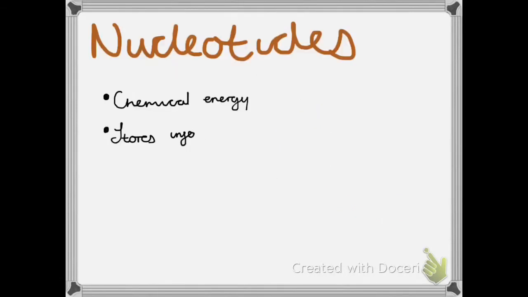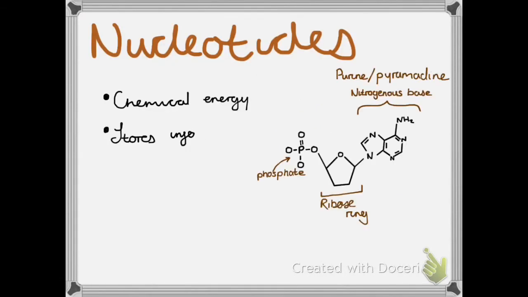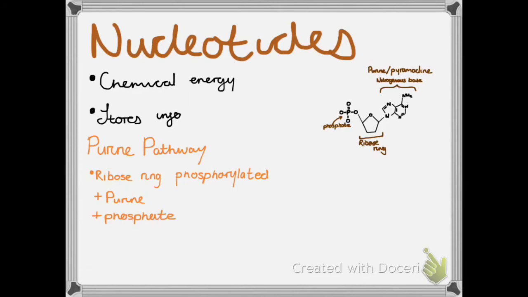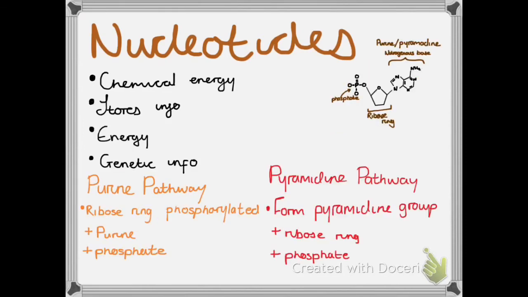So onto our nice little nucleotides. These can act as a form of chemical energy and to store information. They are often made up of a phosphate group attached to the 5th carbon of a ribose ring. You then have a nitrogenous base attached on the other side in the form of a purine or a pyrimidine. In the purine pathway, a ribose ring is phosphorylated, a purine is then added, and then a phosphate. In the pyrimidine pathway, it forms a pyrimidine group, adds a ribose ring, and then adds a phosphate.